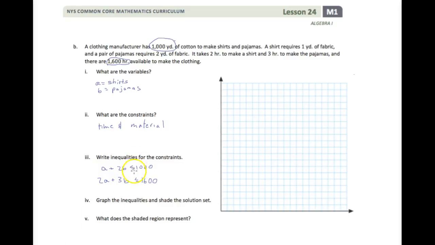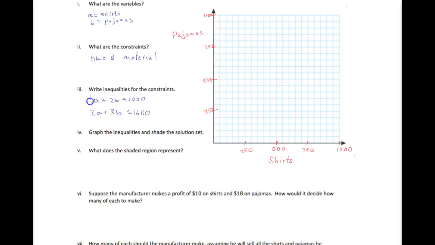So the next thing we're going to do is graph these and shade the solution set. We're shading because we have those less thans in there. Let's start with how many shirts or how many pajamas we can get. If I don't make any shirts at all, I can get 500 pajamas. And vice versa, if I don't do any pajamas, I can get 1,000 shirts. So here is the first line for my equation, and let me lay this down here.